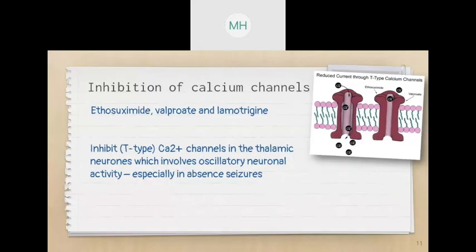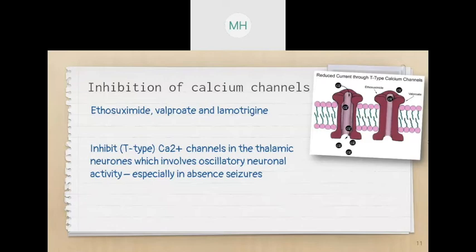The second mechanism of action is the inhibition of the calcium channel. Ethosuximide, valproate, and lamotrigine inhibit the T-type calcium channel in the thalamic neurons, which are involved in oscillatory neural activity, especially in absence seizures.